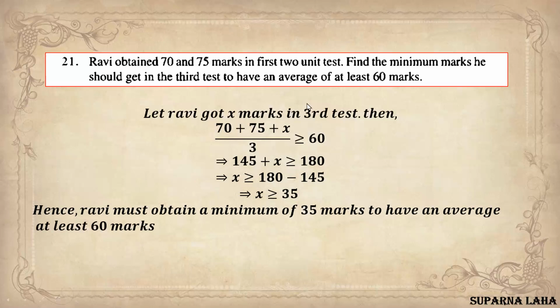Remember that for this type of question, always use the inequality sign, don't use the equal sign. Because if you use the equal sign, that means you are taking x equals 35. Here, look at the question: you need to find the minimum marks that he should get in the third test, so the minimum marks he should get in the third test is 35.